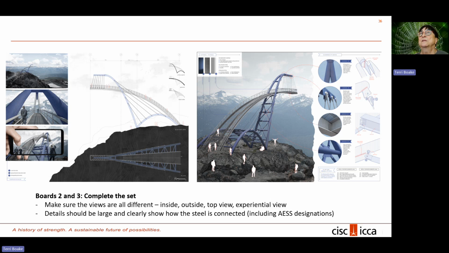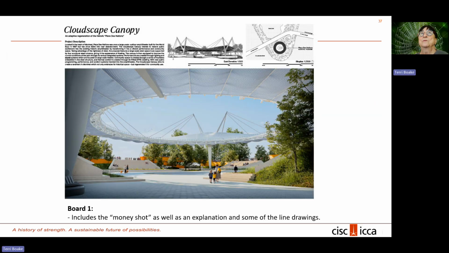So here you can see some examples of some tensile connection details in this project. This is another canopy project. And again, they're sort of starting off on the first board with what I call the money shot, getting the jury right into it to understand how things are working, including as well at the top of this board, elevation as well as a site plan.